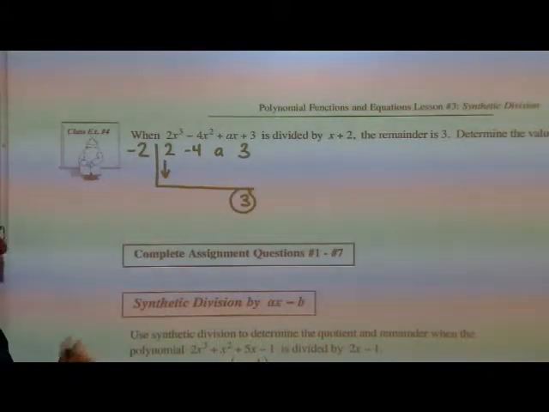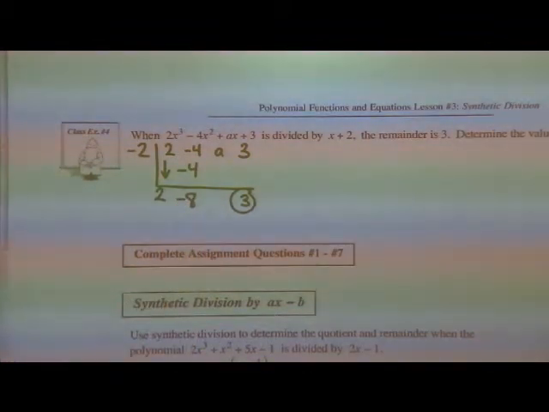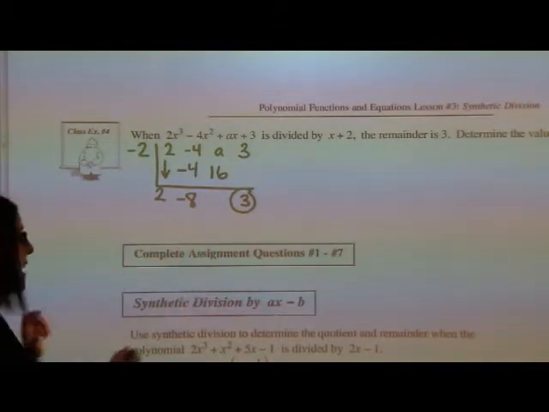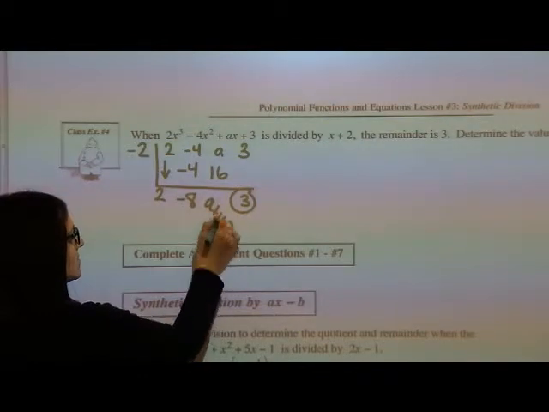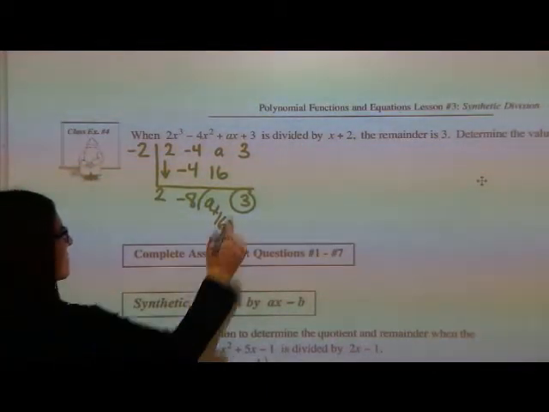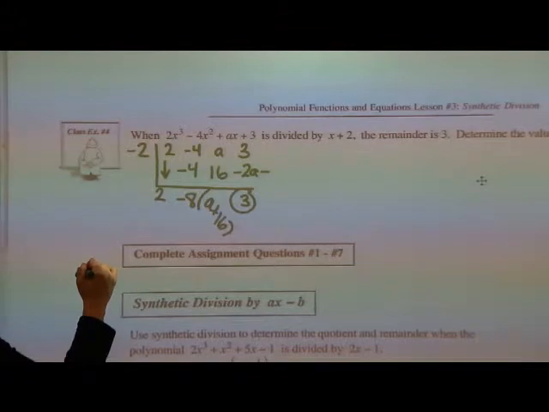2 times negative 2. Negative 4. Negative 4 plus negative 4. And negative 2 times negative 8. So then what do I get right here? 8 plus 16. Yes. And then when I multiply it by negative 2, what do I get? Negative 2 a, minus 32.